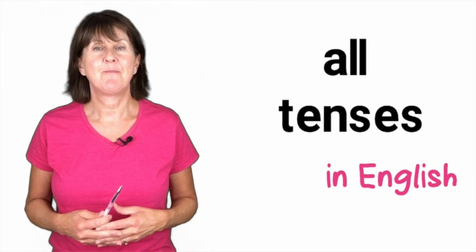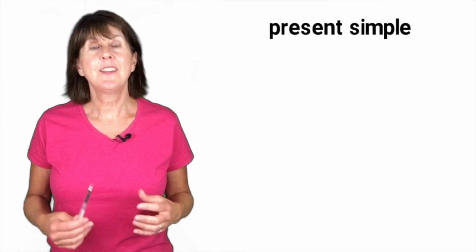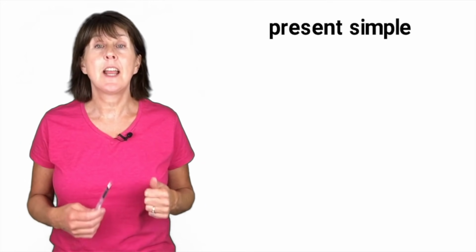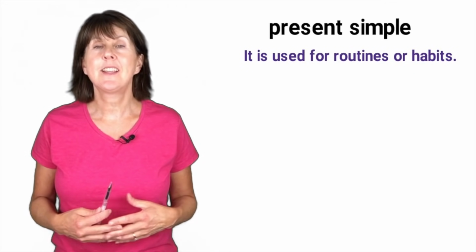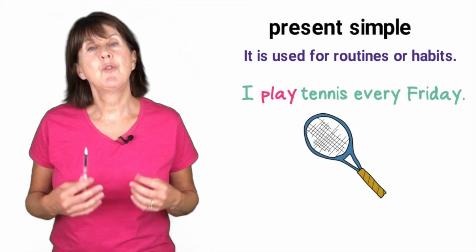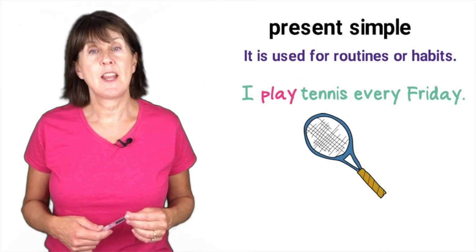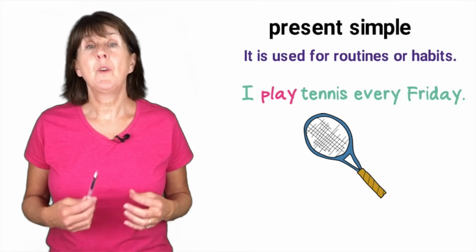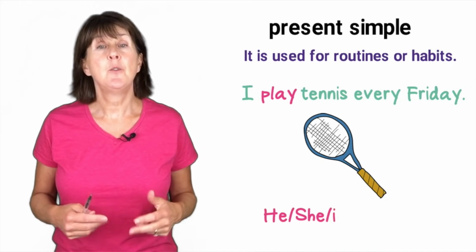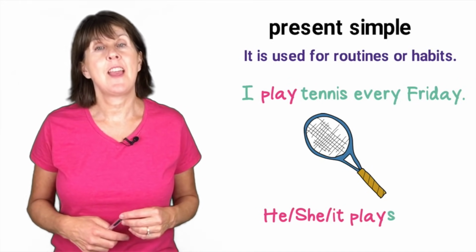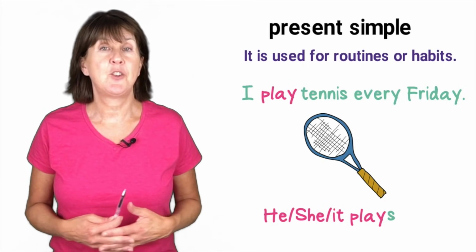So let's get started. Let's start by looking at the present simple tense. This is used firstly for routines and habits. So for instance, you could say, I play tennis every Friday. This is a routine, something you do every Friday, so you use the present simple tense. Just remember, with the present simple, the one difference is with he, she and it, and you say plays, so don't forget the S.